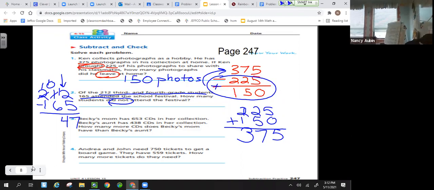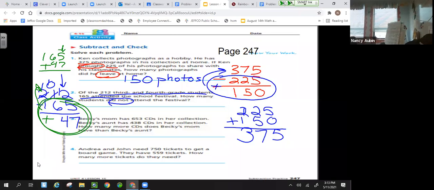All right, Cooper. How do I find if I got the right answer? What do I have to do? Not quite. That's not giving me the right answer. What numbers do I add together? That's going to work. 165 plus 47 should equal 212. Let's try it. 5 plus 7 is 12. 6 plus 1 is 7, plus 4 is 11. Did I get 212? Yeah.